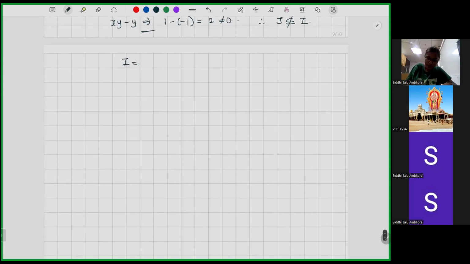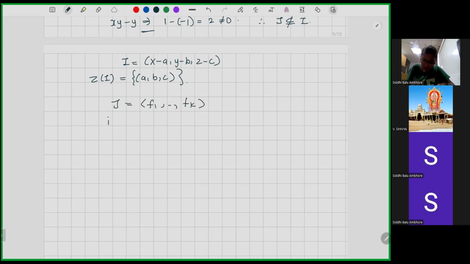For example, for ideal I equal to (x minus a, y minus b, z minus c), this (a, b, c) is the only zero of this ideal I. So if I want to check whether some ideal J is contained inside this ideal I or not, I have the information about the generators of that ideal J. I will substitute this (a, b, c) in those generators. If J is (f1, ..., fk), and fi(a, b, c) is 0 for all 1 ≤ i ≤ k, then I can conclude that this J is contained inside I.